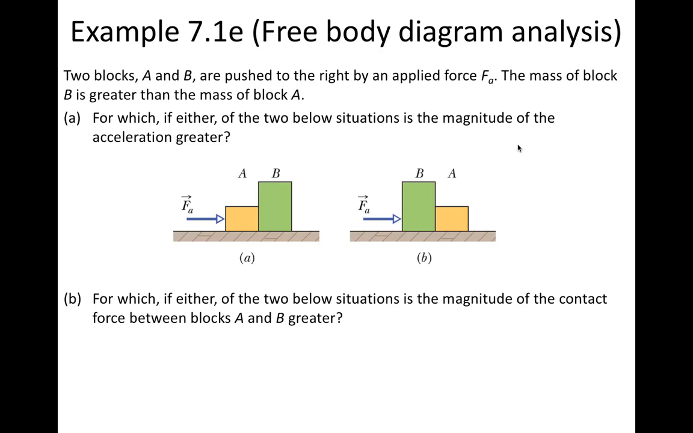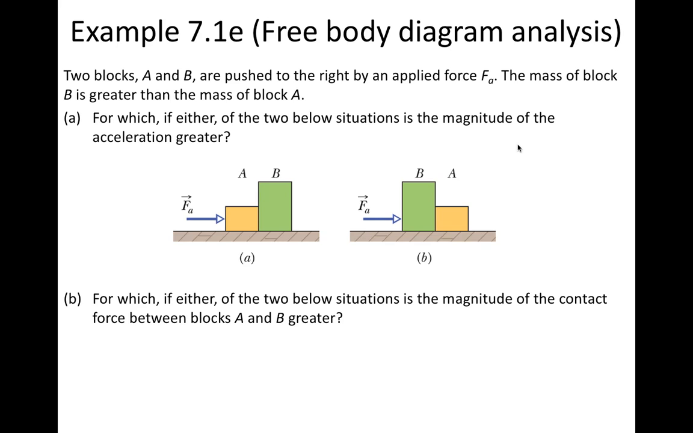In this last example, we have two blocks, A and B, that are pushed to the right by an applied force, F sub A. We're given that the mass of block B is greater than the mass of block A. Part A wants to know for which, if either, of the two situations below is the magnitude of the acceleration greater. So we're told to compare the accelerations.